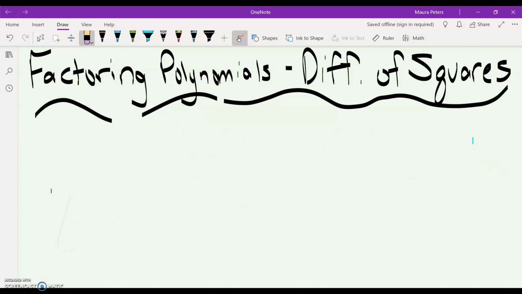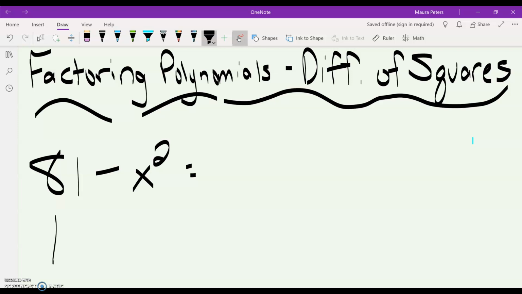Okay, there goes another example. Let's see, 81 minus x squared. Now, before I go ahead and go through this one, I want you guys to take a note of something here. What you should be realizing is that our variable is no longer first, so that kind of changes things up a little bit. Our variable is no longer first.